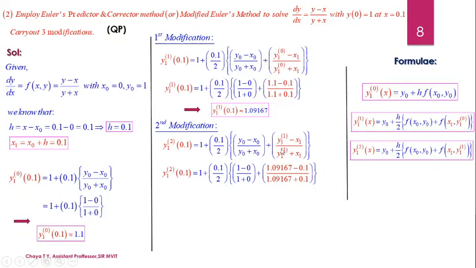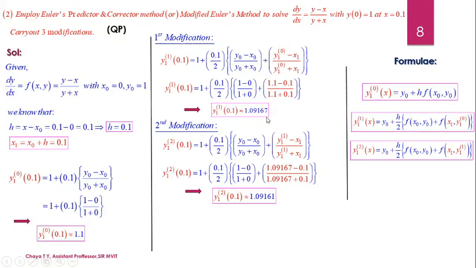Observe here. It is y1 of 1 means the value of y1 with the first modified value. What is that we have obtained already? It as 1.09167. And what is x1? X1 we have obtained as 0.1. Substitute the same. Then we are going to use our calculator to simplify it and we get the value of y1 with the second modification at the point x is equals to 0.1 as 1.09161. Now observe the difference.